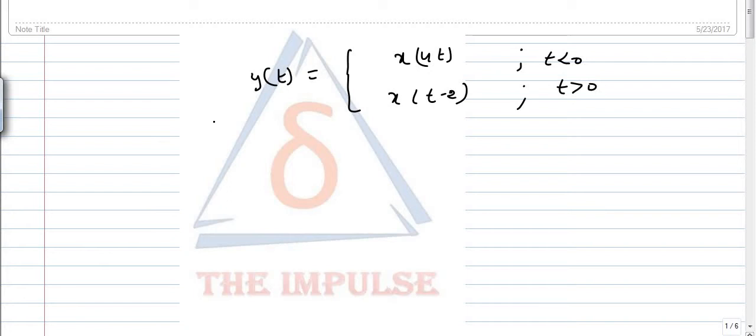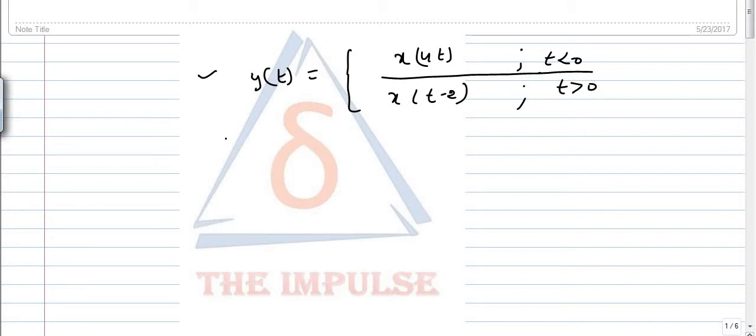Next question is a split system. It is defined for two times: one is for t less than 0, and secondly for t greater than 0. So to check the system output dependency on input, we will concentrate our domain only for this time. And for this function we will check only for this particular time.